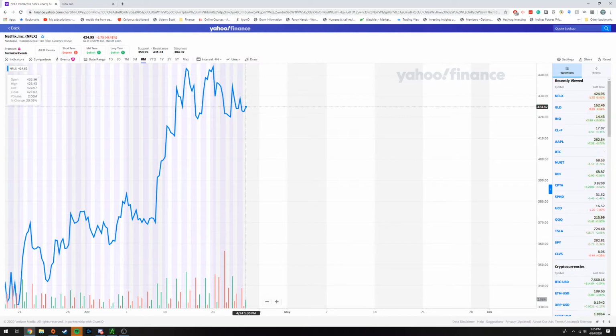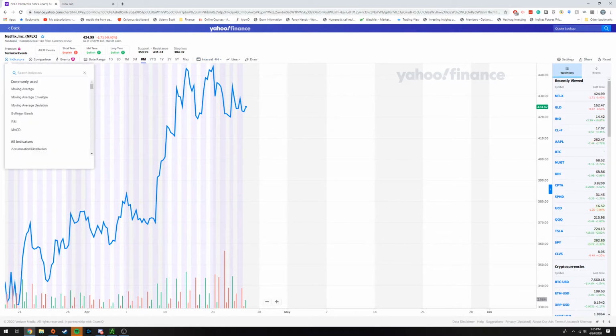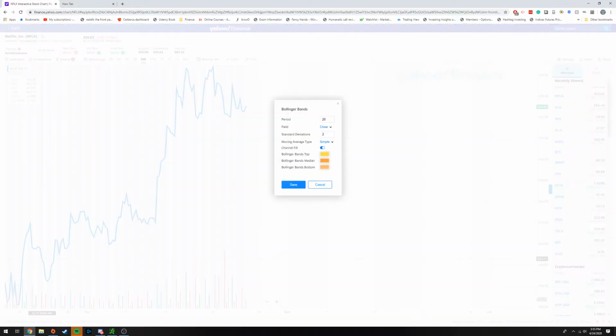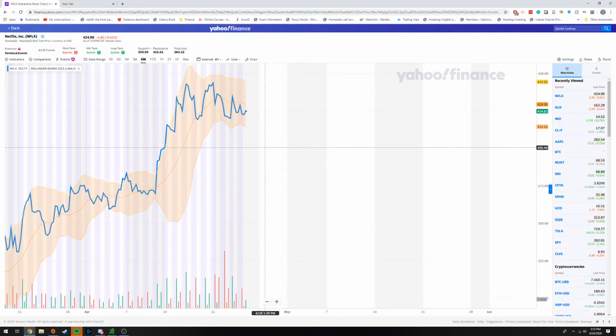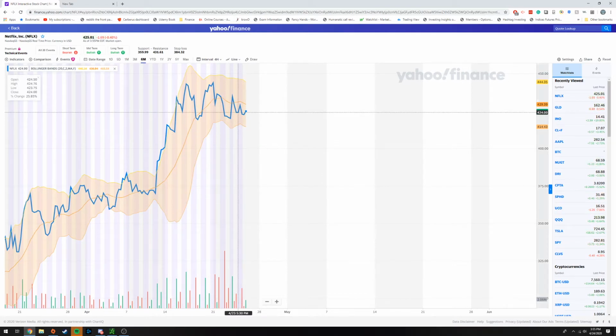I usually like to just look at lines sometimes, because I feel like they're a little easier on the eyes, but you can also look at candlesticks, which will give you a lot more information. Some of the indicators I would like to add, I'll definitely want to add the Bollinger Bands, those weird things. So I'll add these first, leave everything the way it is, and hit save. And then we have some Bollinger Bands.